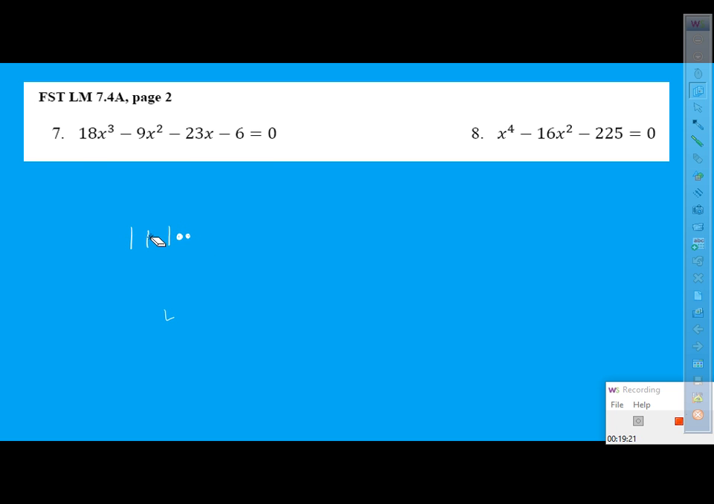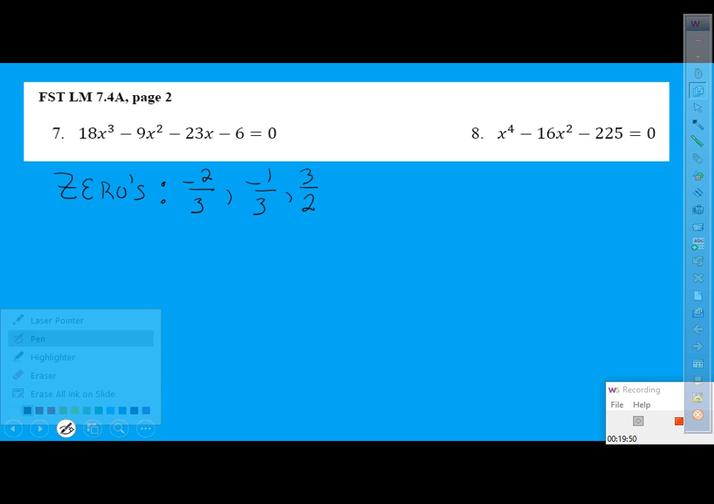Now, I cheated because I was making a video and I didn't want to bring my calculator up. When I did that, guys, I got these zeros. I got zeros at negative 2/3, negative 0.66666, so we need to know that's negative 2/3. I got a 0 at negative 1/3, and I got a 0 at 3/2.